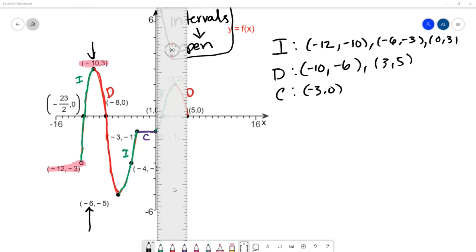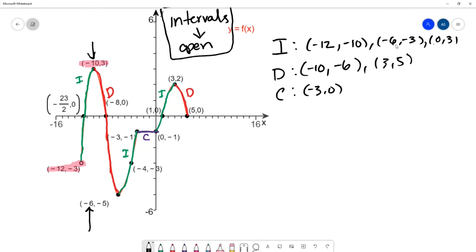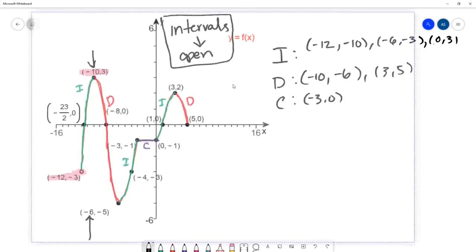So once again, you'll notice that on all of these, I used parentheses, and it's because our book is looking for open intervals. So there's no need to examine what's happening at these endpoints. You'll always use parentheses for increasing, decreasing, and constant in this class.